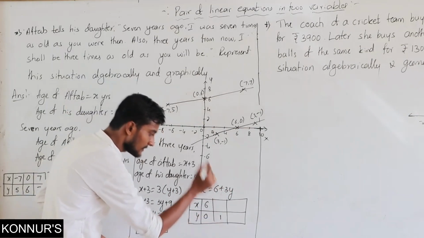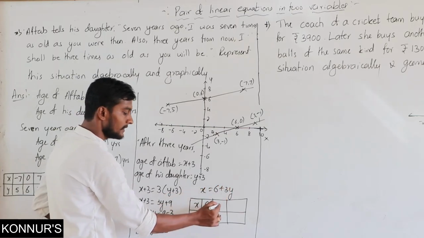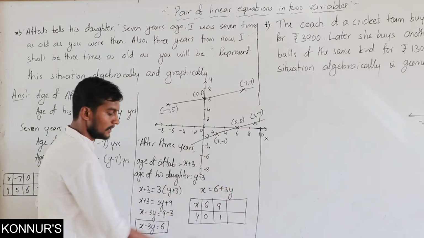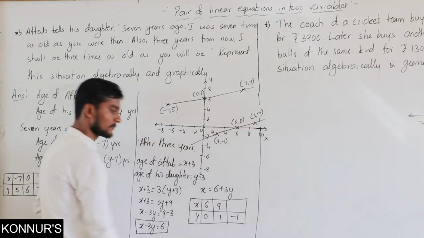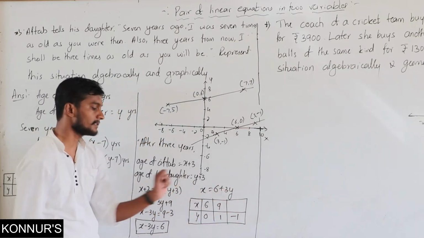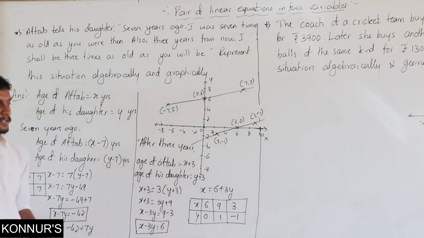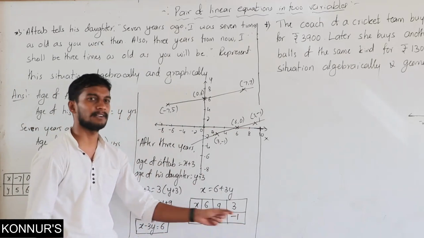If you put y is equal to 1, 3 into 1 is 3, 6 plus 3 is 9. And if you put y is equal to minus 1, 3 into minus 1 is minus 3, 6 minus 3 is 3. You can put any values, it is left to you. I have taken here 0, 1, minus 1. You can take any other values.